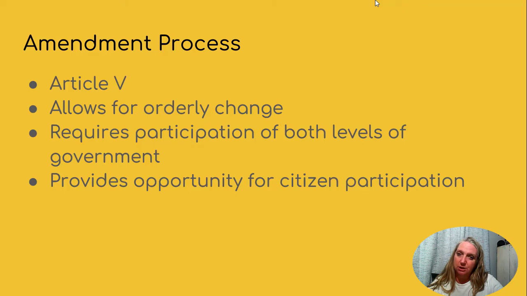This allows for orderly change. Now that is one thing under the Articles of Confederation that was not allowed, was orderly change. So make sure you make a note of that, that they have to address that because of the Articles. The Articles did not allow for orderly change. So put that off to the side. And then it requires participation of both levels of government. So it's a great example of federalism, which we will be talking about later in this unit as well, and then it provides opportunities for citizen participation. So the citizens can actually participate and be the true democracy.